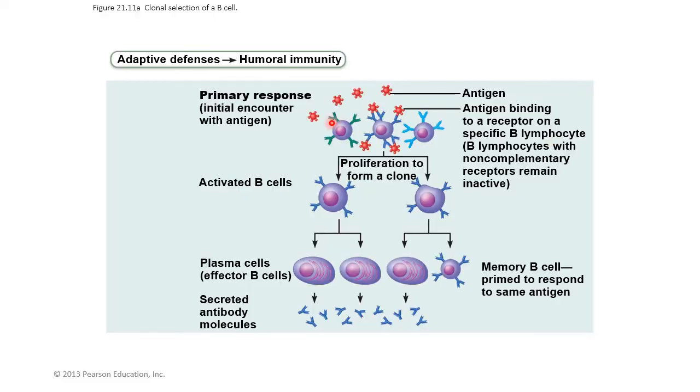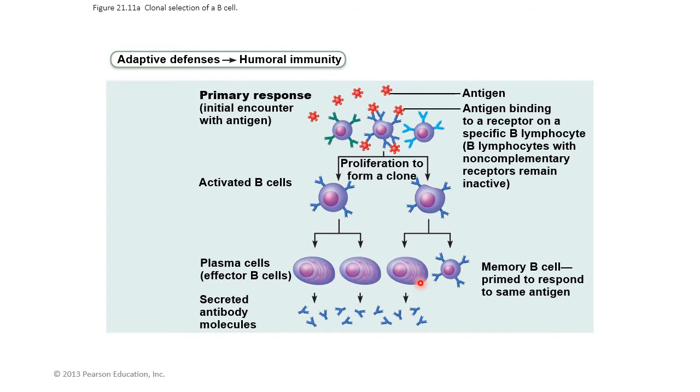So here it is in picture form, the primary response, the initial encounter with the antigen. You can see the antigen is binding to these receptors on the B lymphocytes, and then they form a clone, and most of them become plasma cells. So the B lymphocytes will differentiate into plasma cells, and see how they look different? All this inside, this pink stuff, this is endoplasmic reticulum.